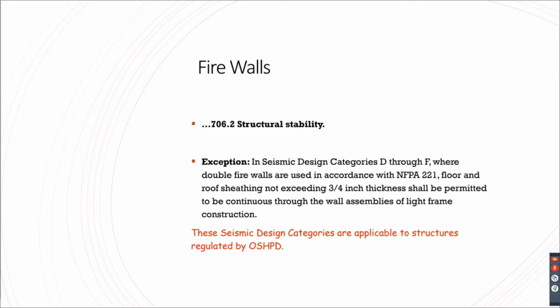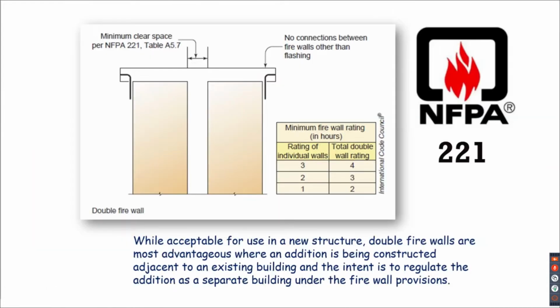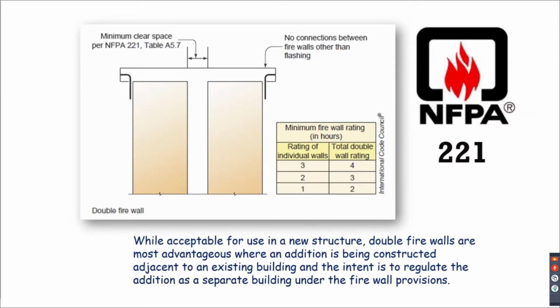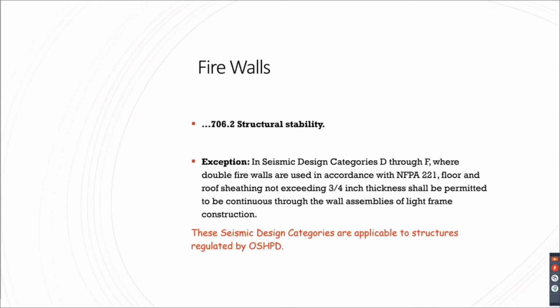So it bounced up a little bit, but 706.2, I'm going to go backwards real quick, just so I can keep you what we're talking about in line with the code. So again, that was the section about the structural stability, that wall has to remain standing, well, no matter what happens on either side of it, and then it can be constructed in accordance with 221. And then there's an exception for that in seismic design categories D through F, where double firewalls are used in accordance with NFPA 221. Floor and roof sheeting not exceeding 3/4 inch thickness shall be permitted to be continuous through the wall assemblies of light frame construction.